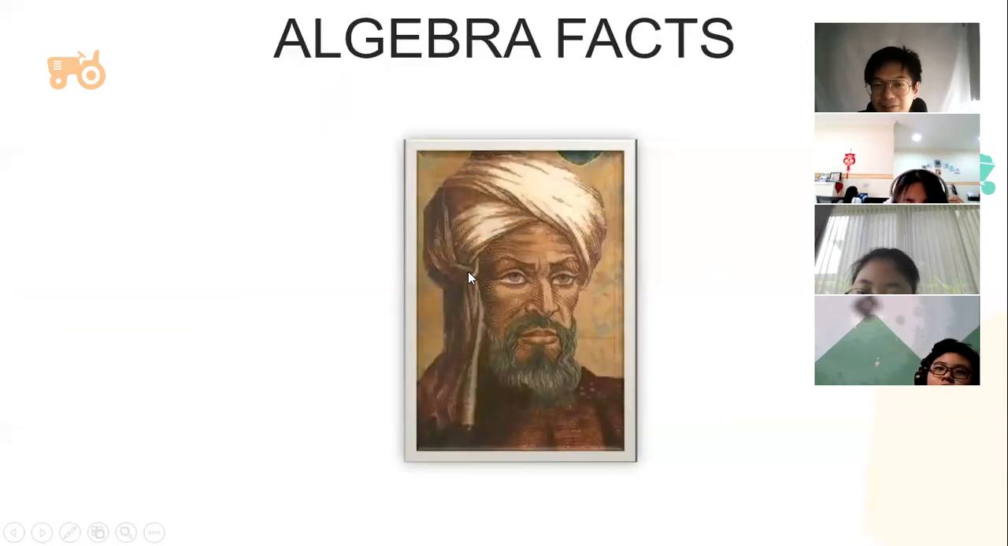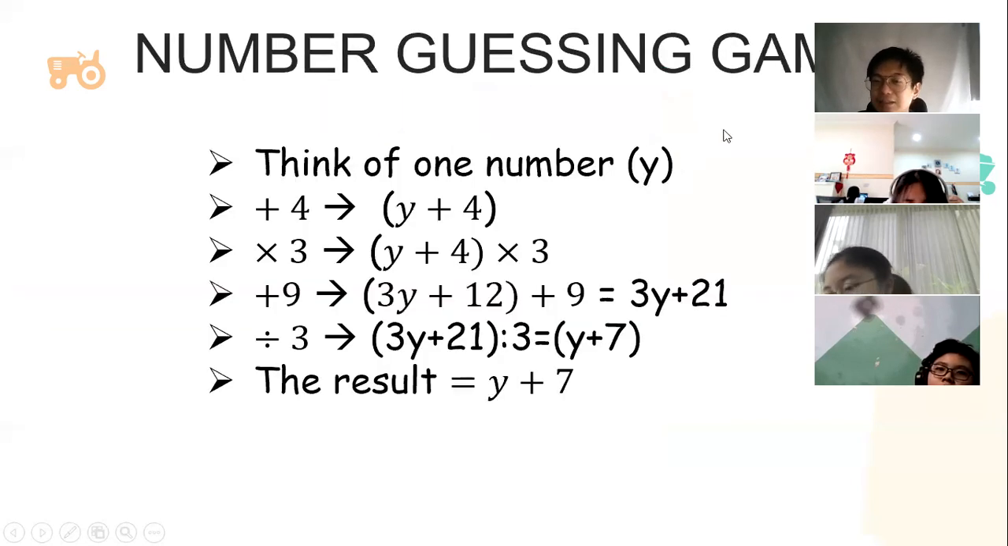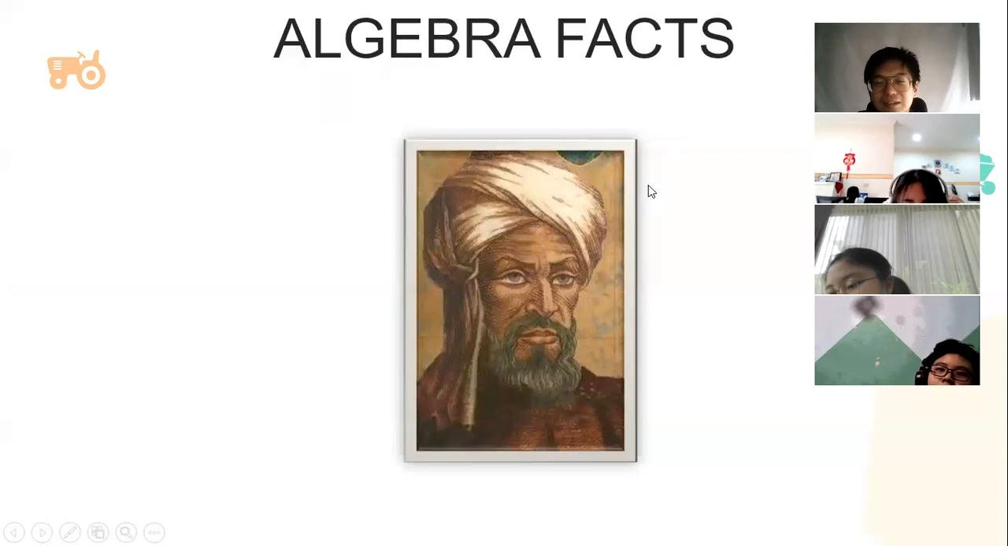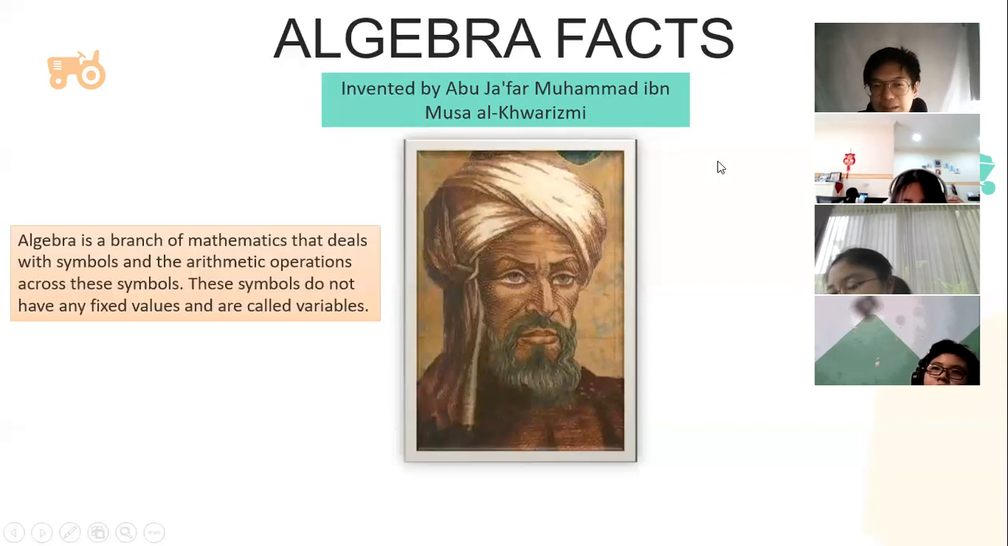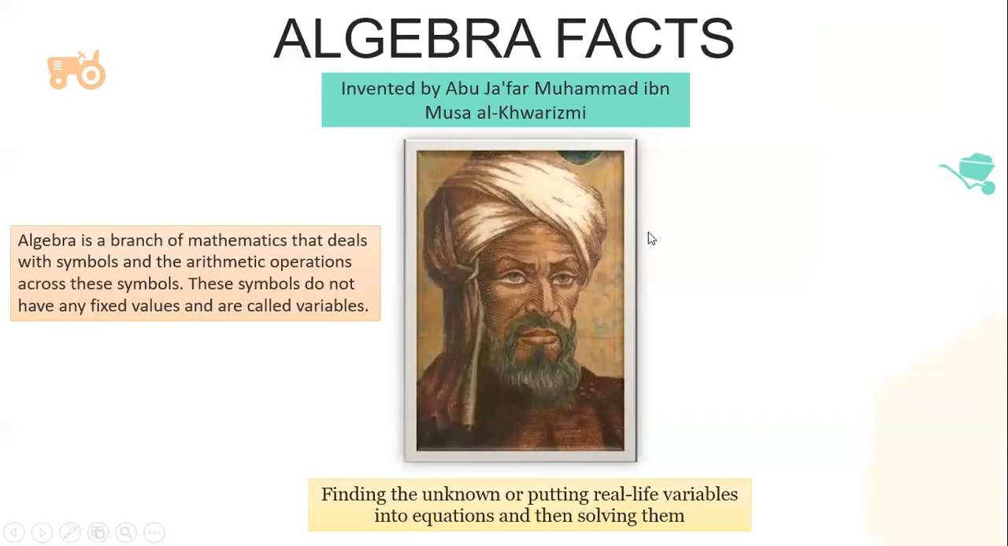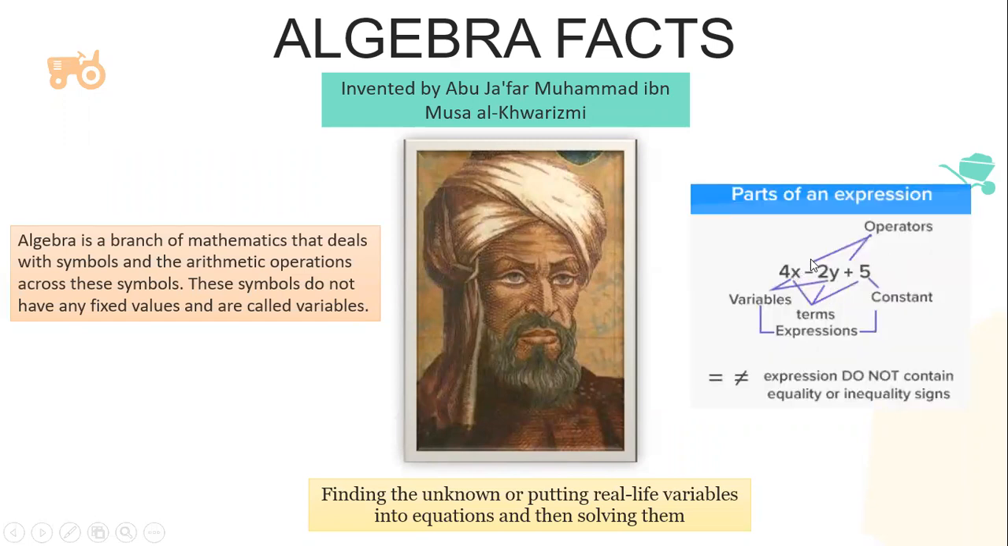Jadi yang tadi ini variables nih, y-nya. Oke, y-nya jadi variables. Nah, it can be anything, right? Finding the unknowns or putting real numbers, real life variables into the equation, then solving them. This is what Al-Khwarizmi did at that time. So these are the operators, plus, minus, and the x and the y are variables.